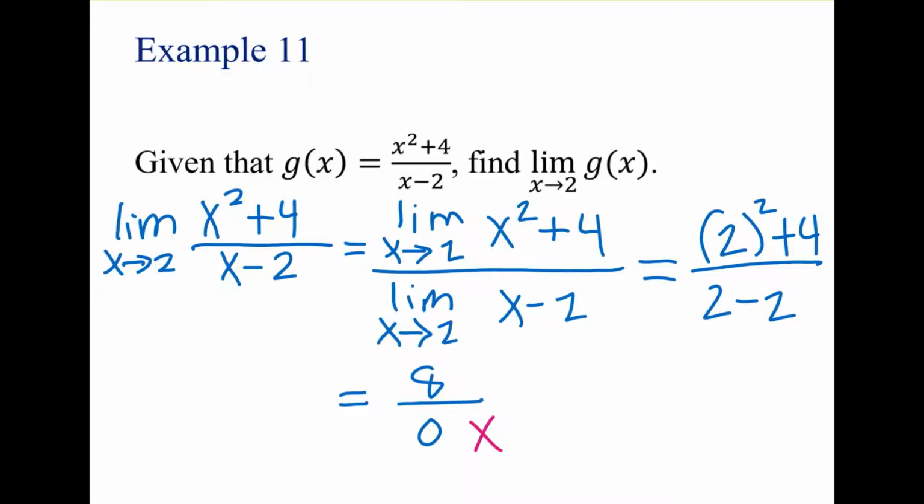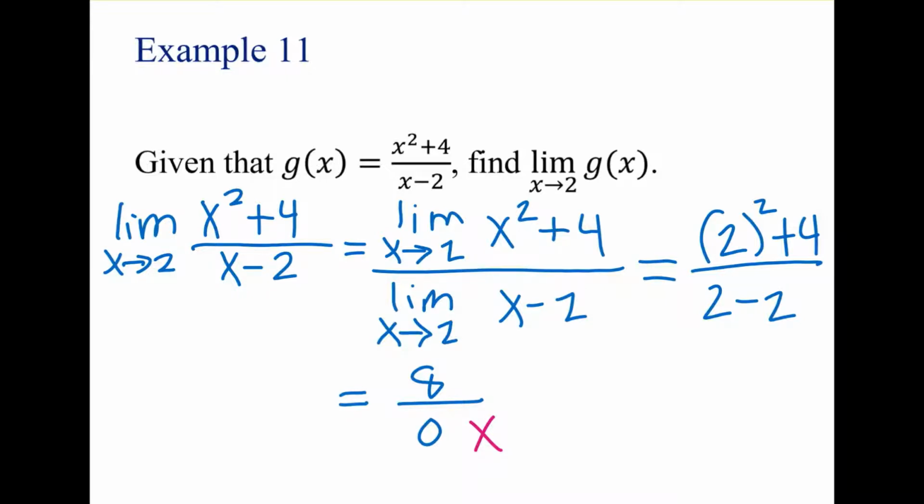Remember that our denominator can never be 0, because if it is, it means the function is undefined at that value. So because we substituted 2 and we got 0 at the bottom, that means the function is undefined at 2. So now we need to come up with another way to find this limit.